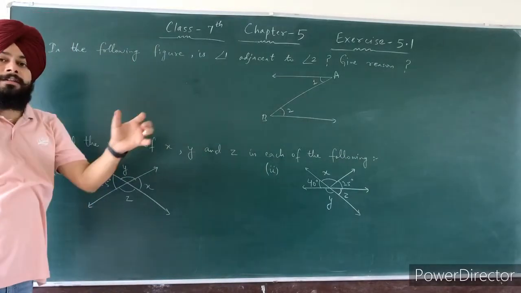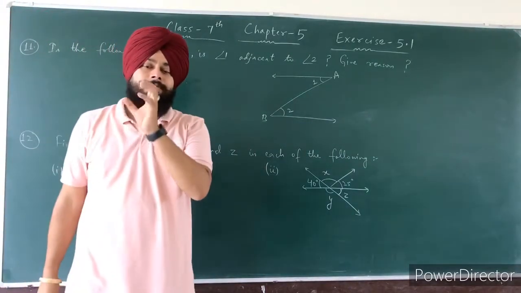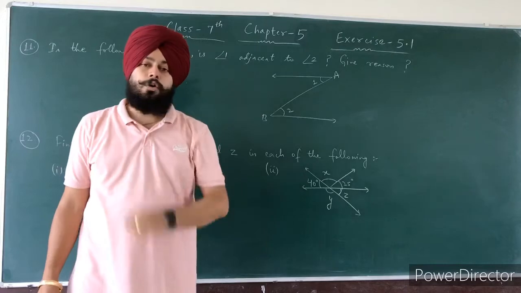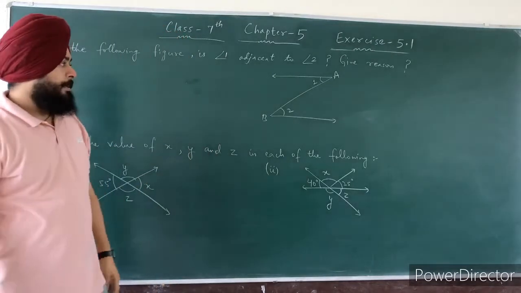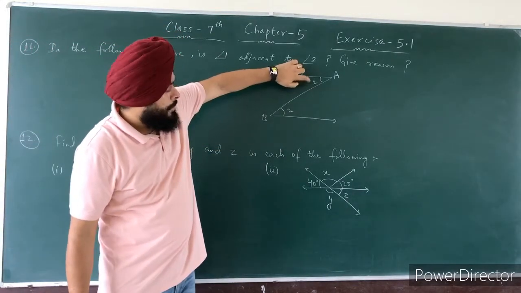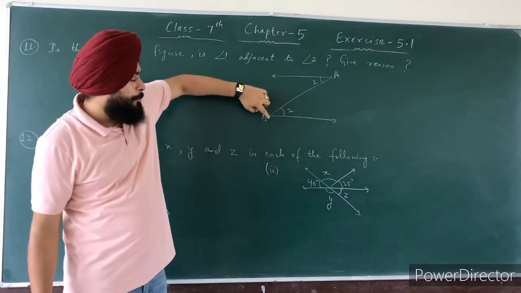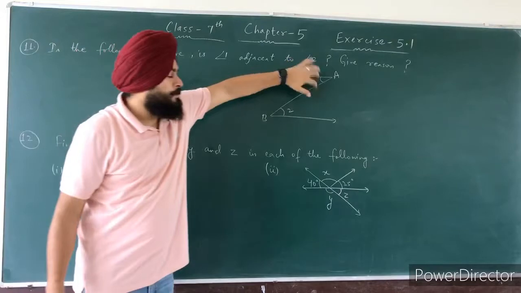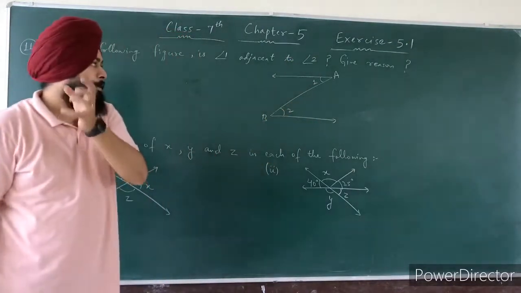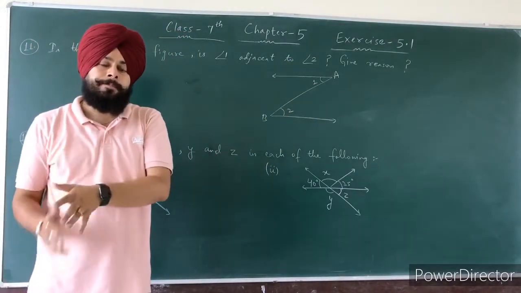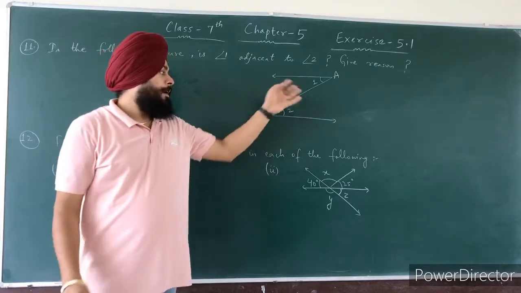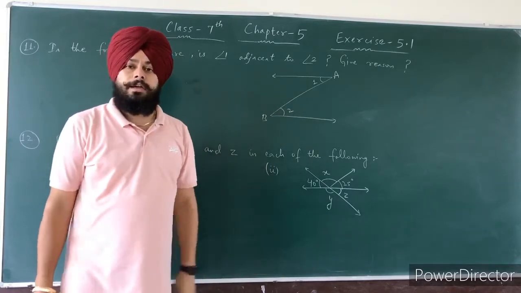So adjacent angles are those angles which have a common vertex and one common arm. But you can see here the vertex of angle 1 is at point A and the vertex of angle 2 is at point B. So A and B is not a common point, where you can say not a common vertex. Okay? So that's why angle 1 and angle 2 are not adjacent angles.